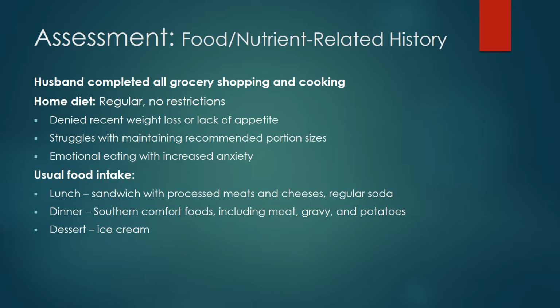She said for lunch, she usually had a sandwich with some sort of deli meat and cheese, and she didn't consume regular sodas. And then with dinner, Southern comfort foods were her favorite. Her husband often cooked these types of meals for her. So she said it always had some sort of meat, gravy, potatoes, some other sort of comforting vegetable. And then for dessert, she almost always had ice cream, but not just for dessert, but also for snacks as well.